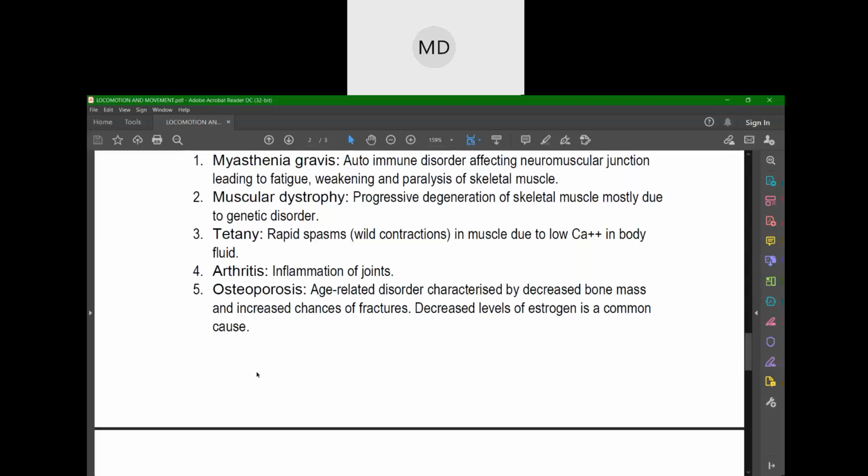The bones will become brittle, and they will tend to break. If you fall, it need not be a huge fall. If you are sitting in a chair and fall, or if you slip and fall, then also you might have chances of fractures. That is osteoporosis, and it is generally seen in older people, but it is also seen in small children.